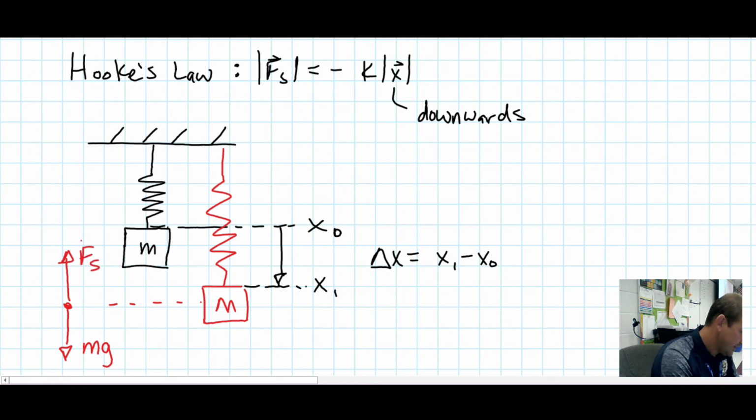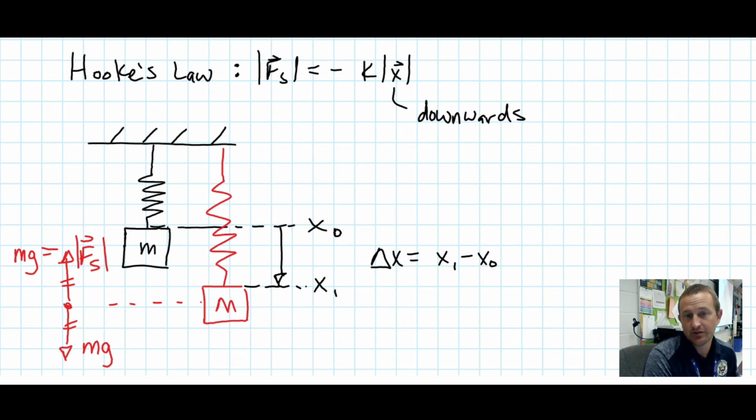And in this case, the spring force would be equal to the gravitational force, or at least the magnitude of the spring force would be equivalent to the gravitational force, because they'd be in equilibrium. It would not be accelerating upwards or downwards, so the lengths of those two vectors would have to be the same.